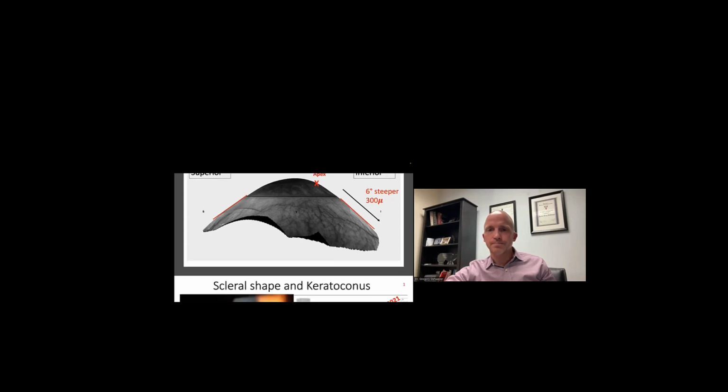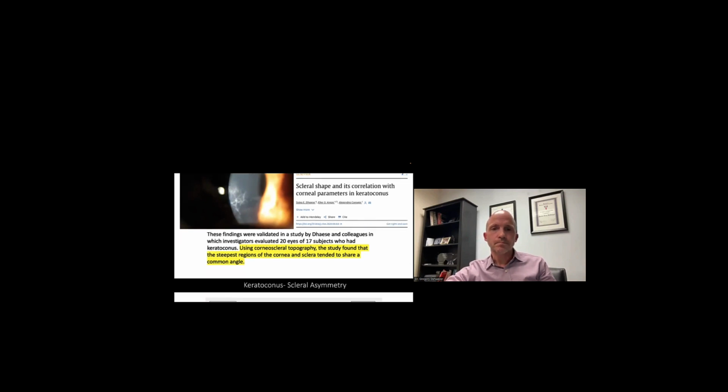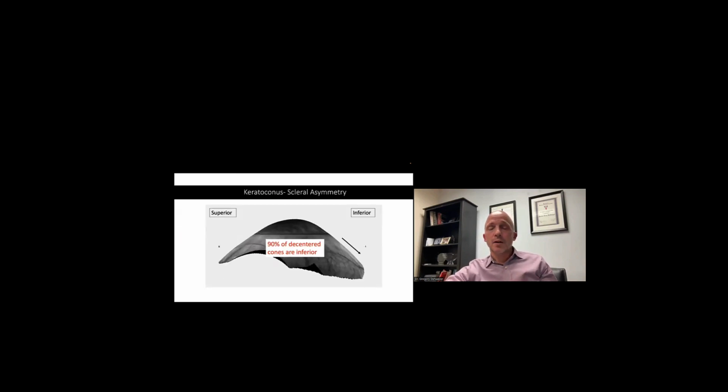Now, these results were more or less corroborated by a study that was published just a few years ago by Consejo's group. And what they found, similar to the scleral shape study group, was that using corneal scleral topography, the steepest regions of the cornea and sclera tended to share a common angle. In the scleral shape study group study, 90% of the decentered cones were inferior. That's probably not a surprise.